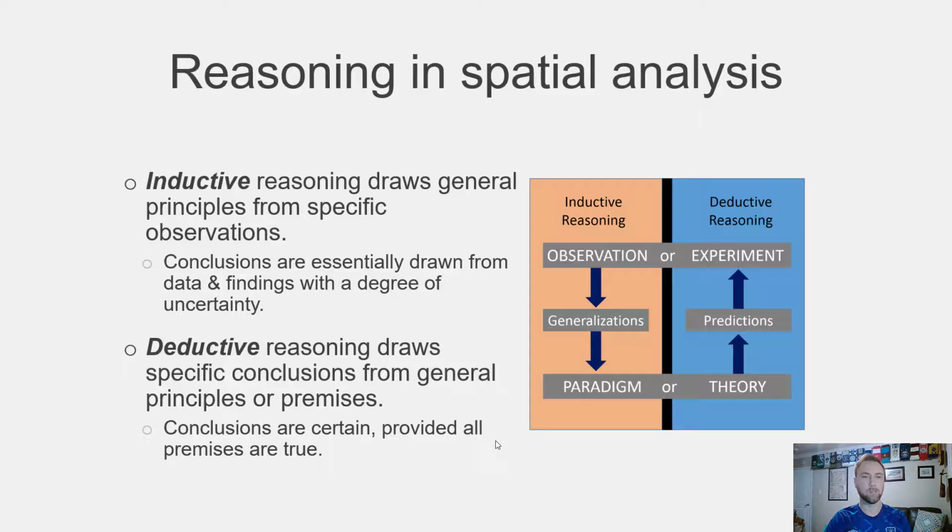Inductive reasoning draws general principles from specific observations. Conclusions are essentially drawn from data and findings with a degree of uncertainty. Deductive reasoning draws specific conclusions from general principles or premises, in this case that the water pump is causing the illness. And conclusions are certain provided all the premises are true. In this case, that the sick people tend to only be located nearby this particular water pump, and at other water pumps, there are no or very few sick people.